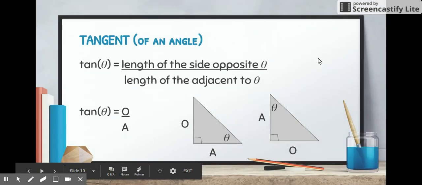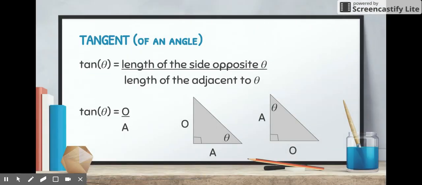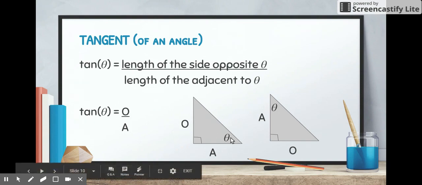hypotenuse. The last trig ratio we're going to talk about is tangent. If you take tangent of theta, that's going to be equal to the length of the side opposite theta divided by the length of the adjacent side to theta. So you get tan of theta is equal to O over A. You have your opposite side divided by your adjacent, and that's going to equal a tangent of whatever this number is. And theta would be a number, just like your opposite and adjacent sides would be a number. Again, you have your opposite and your adjacent sides.